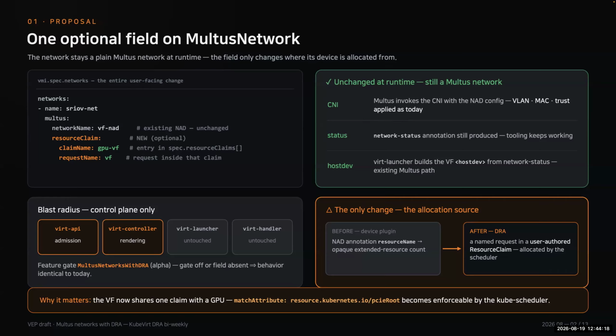So at runtime, it is still a plain Multus network. The only thing that changes is where the VF comes from. Instead of an opaque extended resource derived from the NAD annotation, it is now a named request in the claim the user wrote. And that is the whole point. Once the VF lives in the claim, it can share that claim with the GPU, and the match attribute on the PCI root becomes enforceable by the scheduler. The blast radius is the virt API and the virt controller only, so we do not change anything in virt-launcher and virt-handler at all.